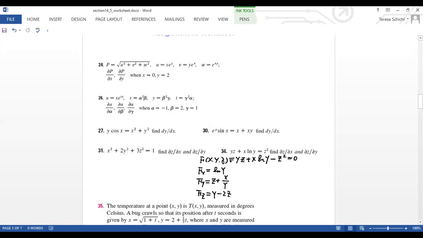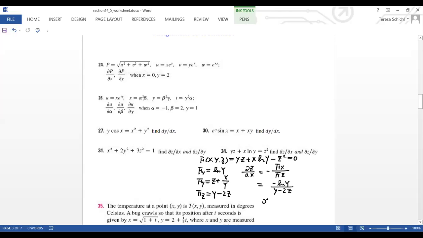Now remember what we said here: if you want to find ∂z/∂x, it will be negative f sub x over f sub z. So f sub x is natural log y, so it's negative natural log y, and f sub z is y minus 2z. It's pretty easy by using this method of partial derivatives to find implicit differentiation.